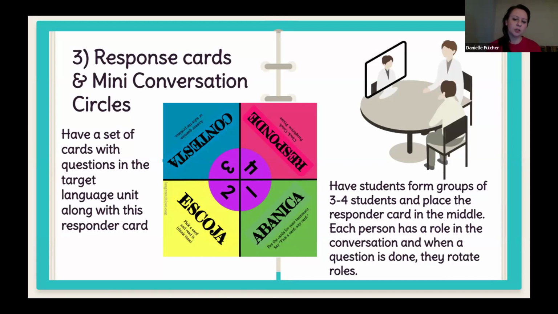And the mini conversation circles are kind of a build off of a larger conversation circle, or the inner and outer circles activities that some people do, where you have an inside circle of students who have a question, and students on the outside circle will have to answer it. And then the circles rotate in different directions, so you have different partners. This particular example, the response cards and the mini conversation circles, is a very specific example of an activity with it.